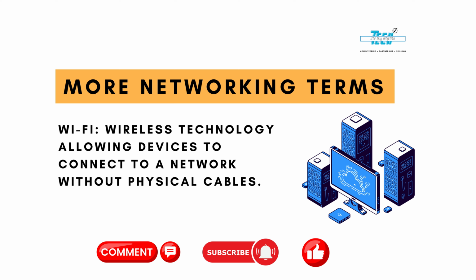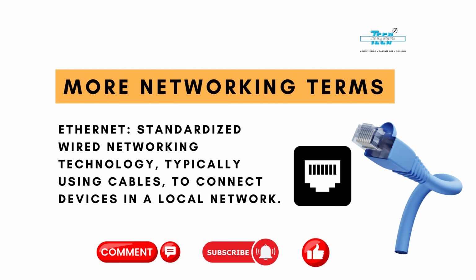Talk about Wi-Fi. I'm sure most of us know what Wi-Fi is, or actually everyone probably. So a wireless technology allowing devices to connect to a network without physical cables is what a Wi-Fi is. And then there's Ethernet. Ethernet is standardized wired network technology, typically using cables to connect devices in a local network. So Wi-Fi and Ethernet are very similar. I feel like the main difference between both of them is the Wi-Fi is wireless, but the Ethernet, you need an Ethernet cable to connect to the network.